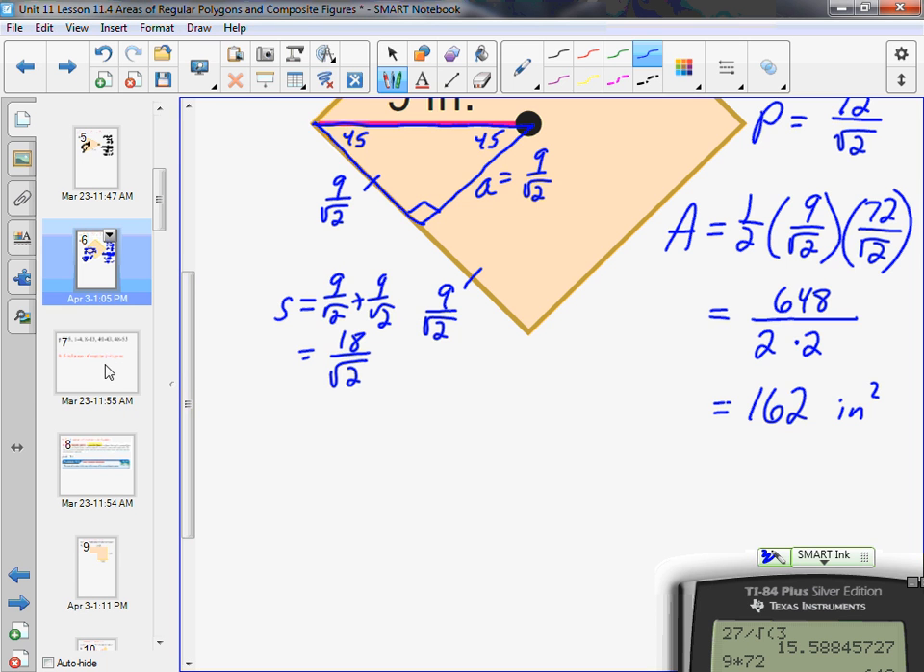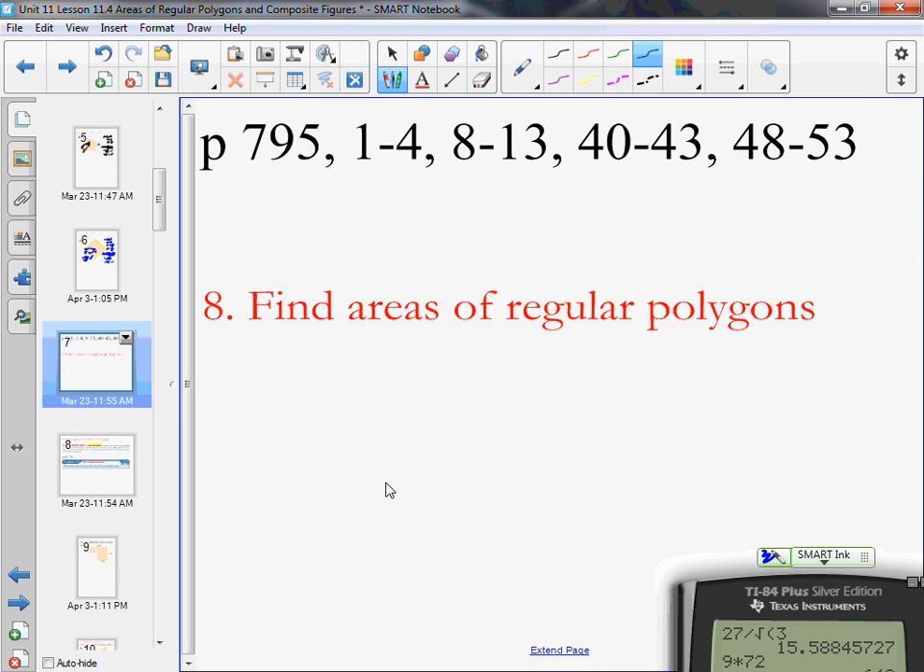Okay? So here's what you're doing today. On page 795, 1 through 4, 8 through 13, 40 through 43, and 48 through 53.